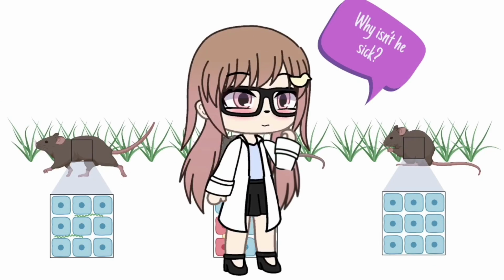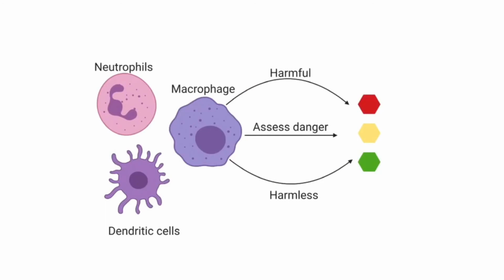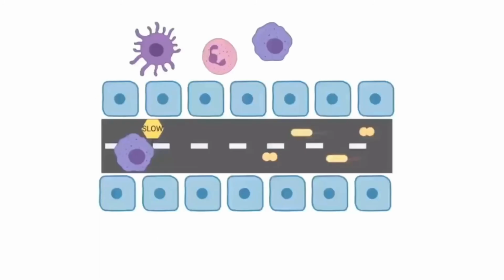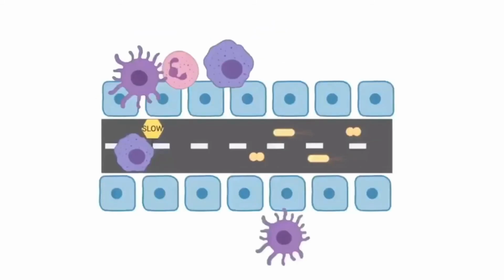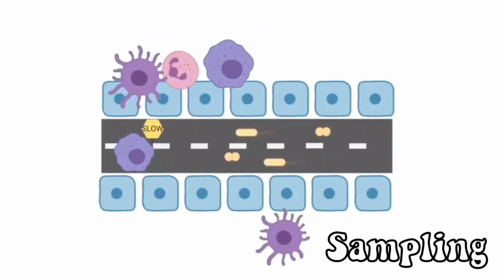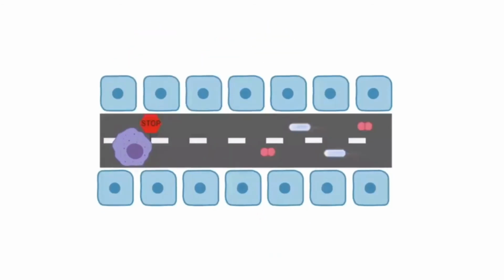So why isn't he sick? We think the answer is tolerance. The easiest way to think about this concept is like traffic lights. Immune cells, like macrophages, neutrophils, and dendritic cells, act as the traffic light, assessing danger and signaling stop or go to invading bacteria. They are the sentinels, sampling the environment and deciding whether to sound an alarm or not.